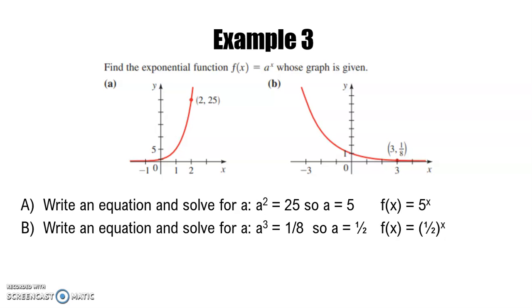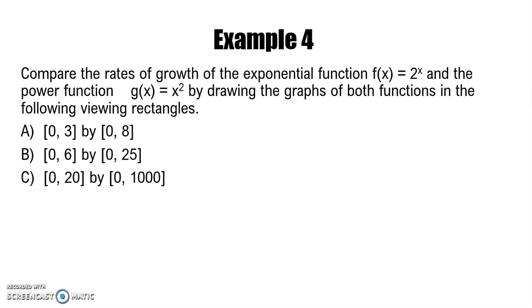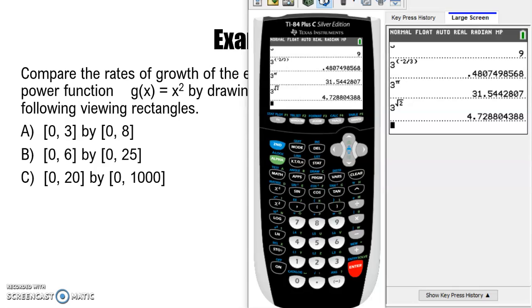So we have another example coming up. This is another calculator question. Let's take a look at it, and then I'll bring up my graphing calculator. It says, compare the rates of growth of the exponential function f of x equals 2 to the x and the power function g of x equals x squared by drawing the graphs of both functions in the following viewing rectangles. So let me get my graphing calculator back up here.